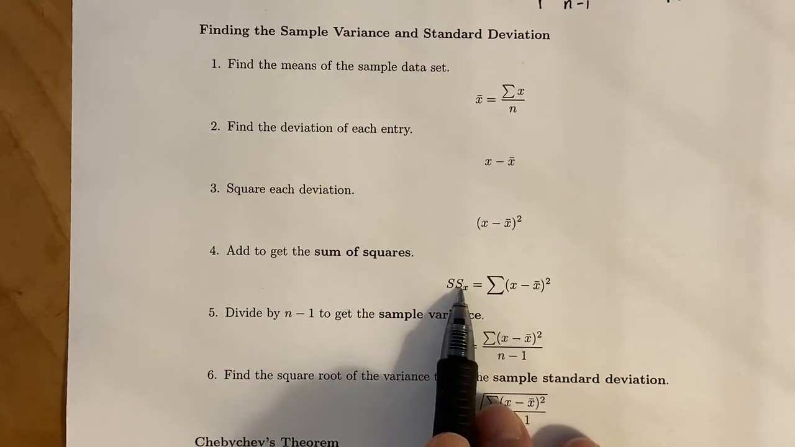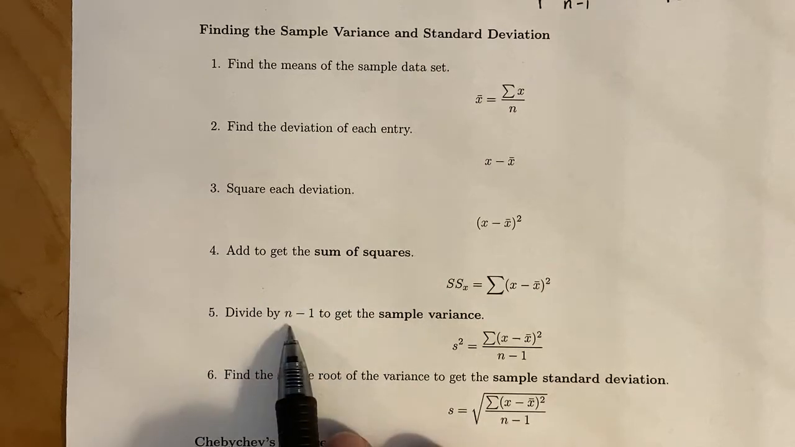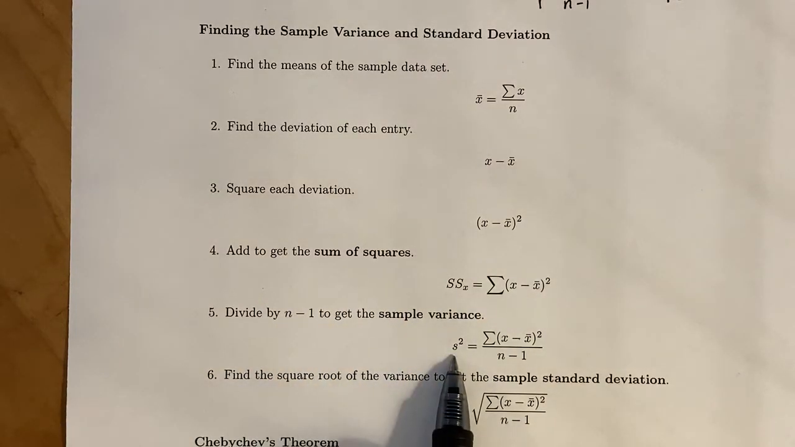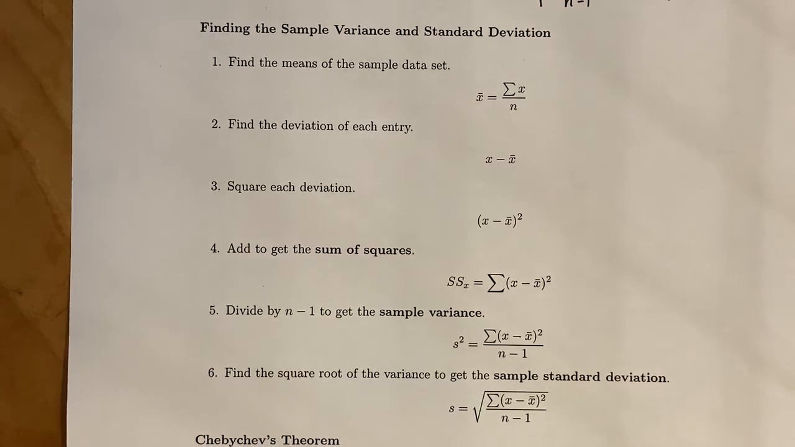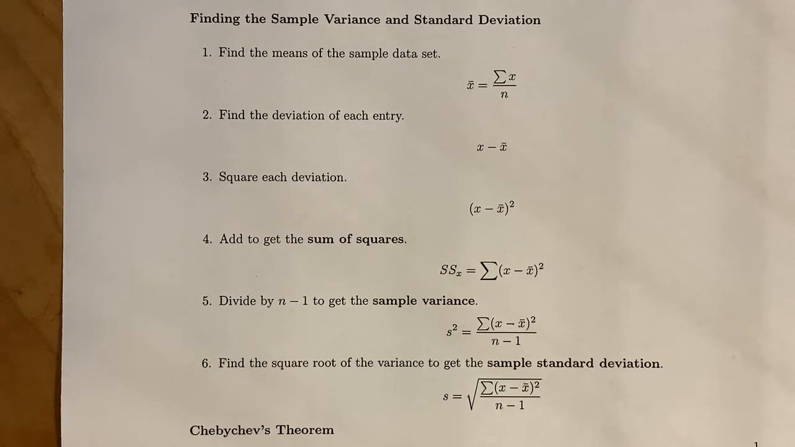Once you have the sum of squares, you divide that by n minus 1 to give you the sample variance. And finally, you take the square root of the sample variance to give you the sample standard deviation. And it really helps to lay this all out in a chart, like the last example on the first page, so that you have everything nice and organized.